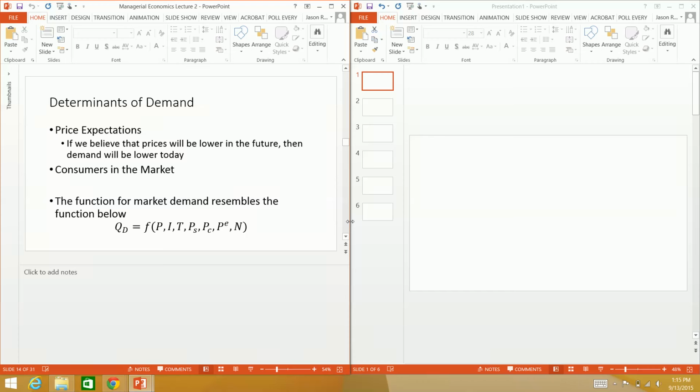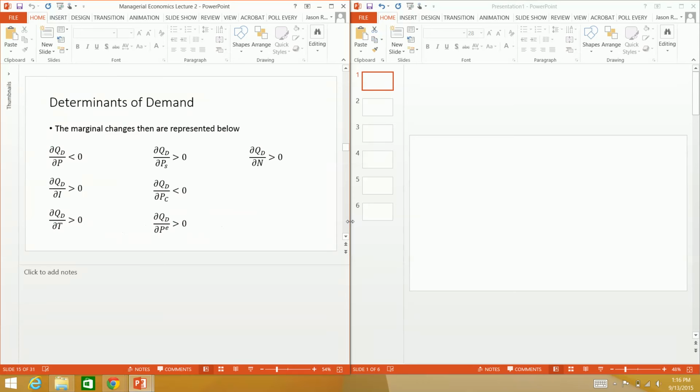The other effects that determine demand are price expectations. Again, this seems fairly intuitive: if you believe prices to be lower in the future, then demand today will be lower. And then we had the number of consumers in the market. Again, this comes specifically from adding individual demanders, and we can see that the market demand will shift out. So we created this generalized function for market demand below. This generalized function is going to give us some really important information. It's going to tell us each of the marginal changes and what they represent.